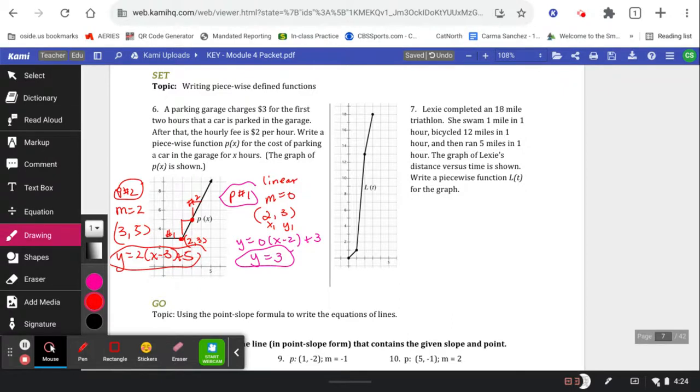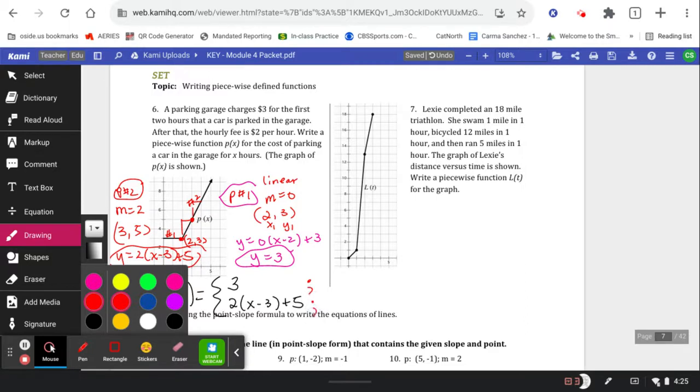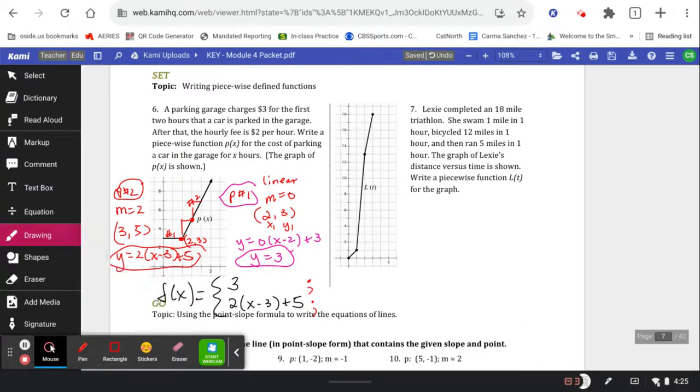So now I've got my 2 pieces. I get to go write my piecewise function. f of x equals big bracket. The first function, piece number 1, is just 3. The second function is 2 times (x minus 3) plus 5. And then I put little tiny commas for the domain at the back. The domain of the first one is from 0 to 2. And the domain of the second one is from 2 to infinity. Go see if you can understand where those numbers came from looking down at that x-axis.